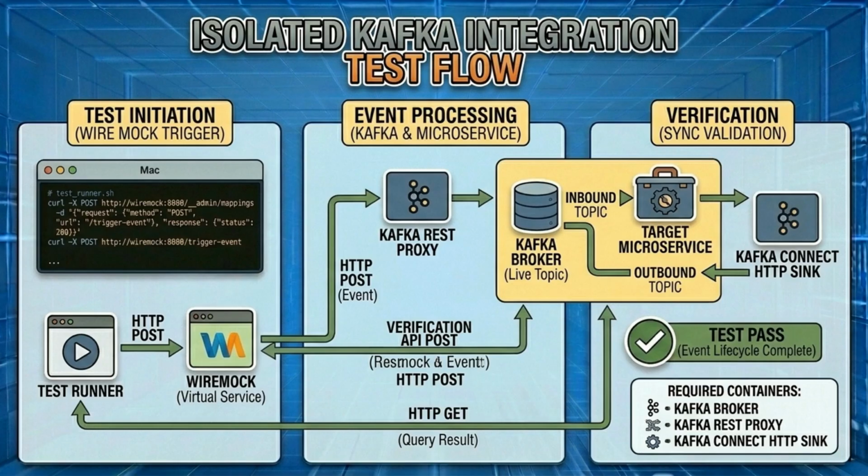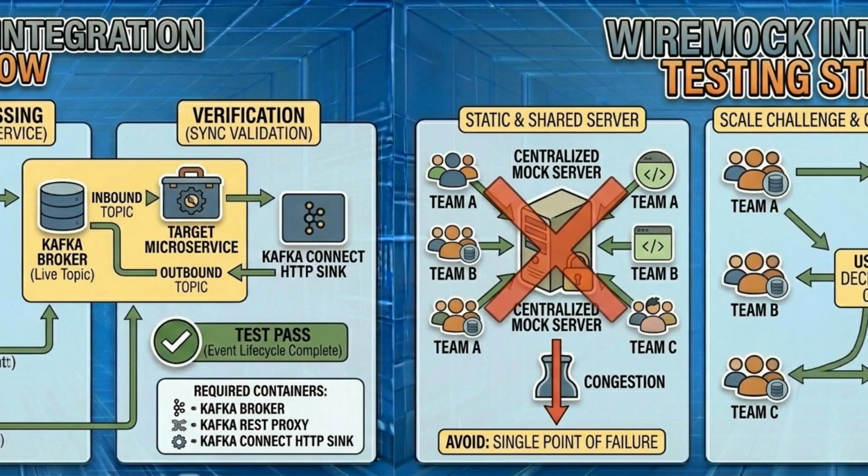Your target microservice consumes this event from the topic, executes its internal business logic, and publishes a reactive response event onto an outbound Kafka topic. An open-source HTTP sync connector reads this response event and posts it directly back to WireMock's verification API. Your automated test runner then queries WireMock synchronously to validate that the complete event lifecycle passed successfully. Just remember, to achieve Kafka integration, you need three containers: Kafka Broker, Kafka REST Proxy, and Kafka Connect HTTP Sync.